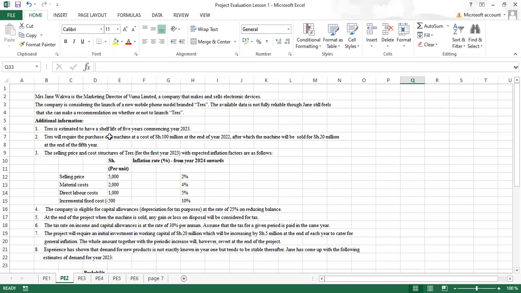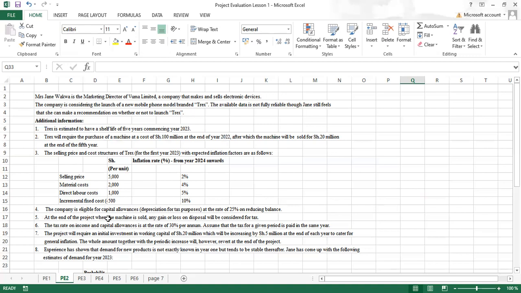Trex is estimated to have a shelf life of 5 years. Let's say that's the useful life. Trex will require purchase of a machine that will cost 100 million at the end of year 2022, after which the machine will be sold for 20 million. That's the cost of the machine and the salvage value. The selling price and cost structures of Trex for the first year 2023, with the expected inflation factors, are as follows. You've been given the selling price, material cost, direct labor, incremental fixed cost.